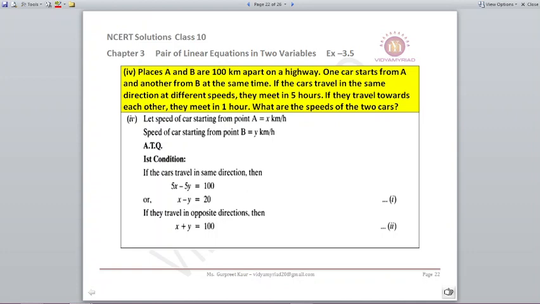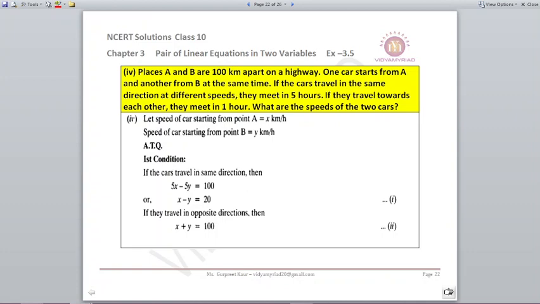Places A and B are 100 km apart on highway. One car starts from A and another from B at the same time. If the cars travel in the same direction at different speeds, they meet in 5 hours. If they travel towards each other, they meet in 1 hour. What are the speeds of the two cars? Now let the speed of the car from point A be x km per hour and the speed of the car starting from point B be y km per hour.